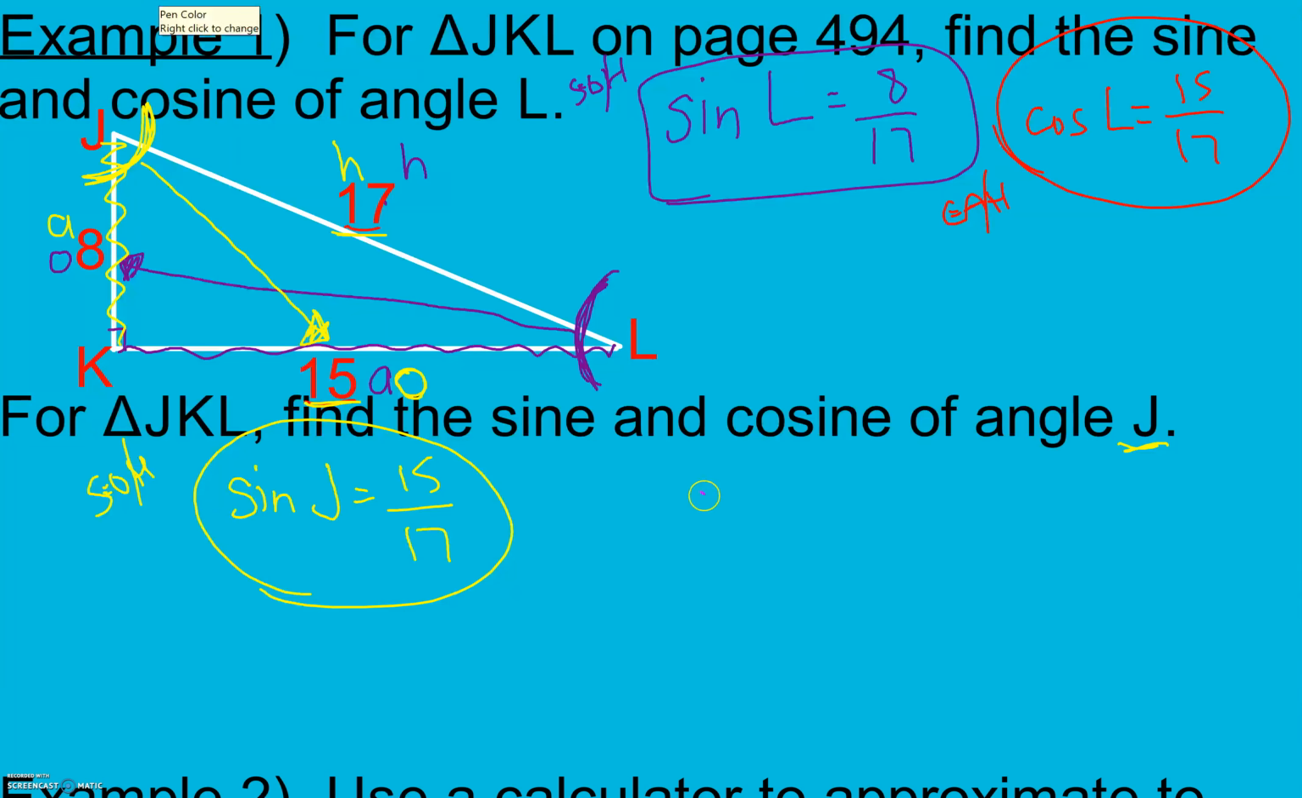For cosine of angle J, we remember cosine equals adjacent over hypotenuse. Our adjacent is 8, and our hypotenuse again is 17. That never changes. Our hypotenuse is our hypotenuse, that longest side, no matter which angle we're looking at.